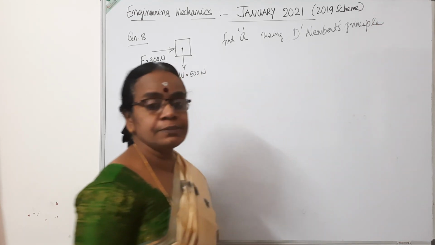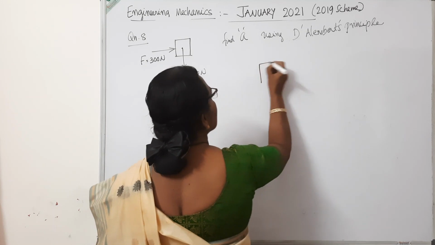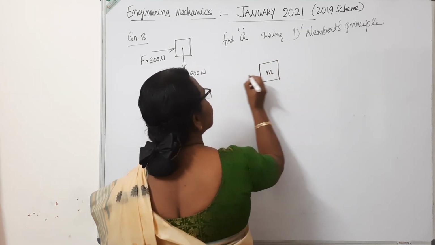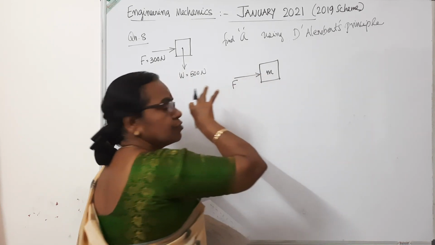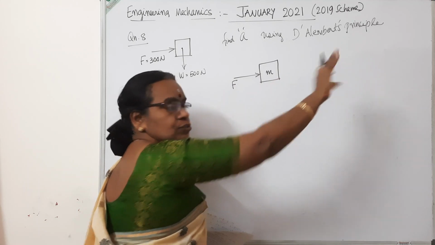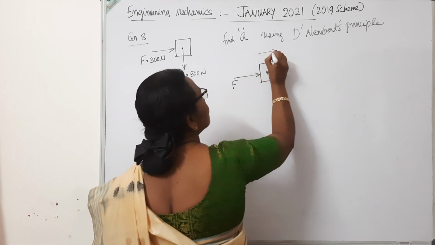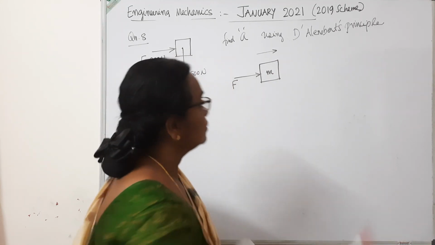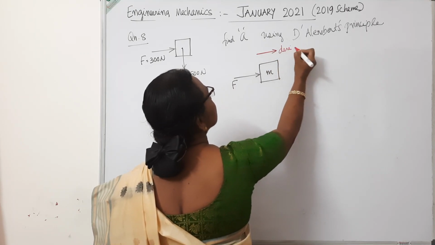So what is D'Alembert's principle? I'll explain the D'Alembert's principle first. A body of mass m is acted upon by a force F. Due to the action of this force, the body is moved in the direction of the force. So first of all, mark the direction of force. I will mark the direction with a, so this is the direction of motion.